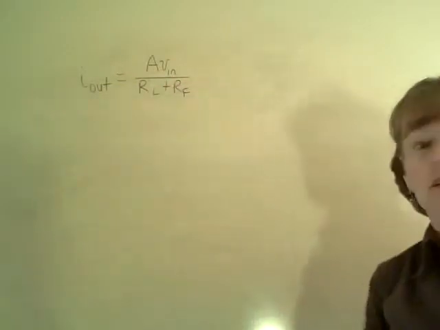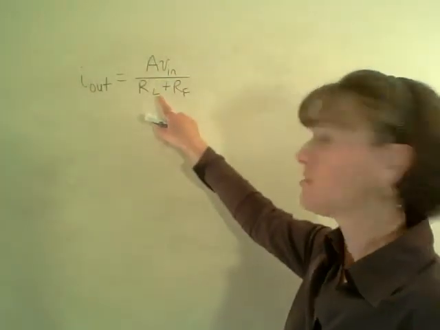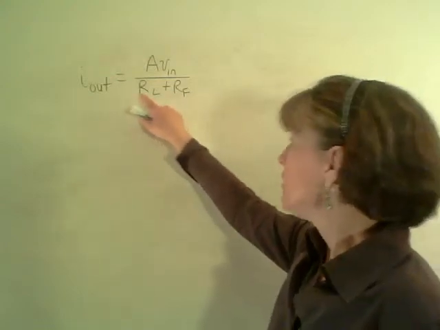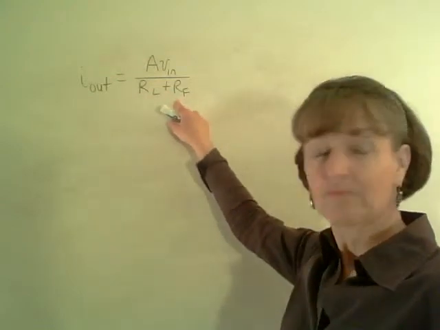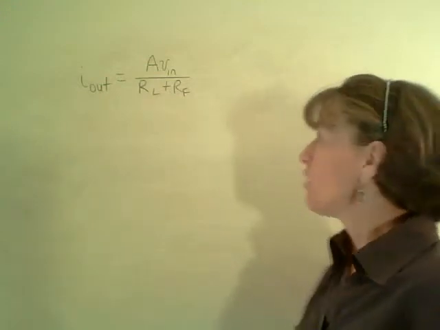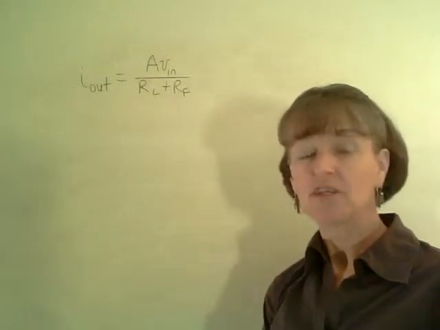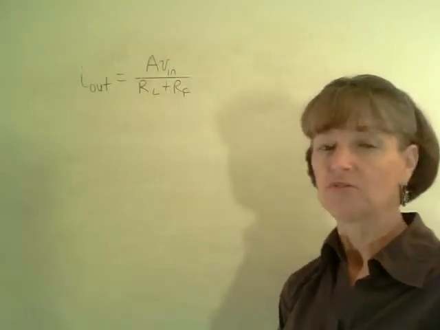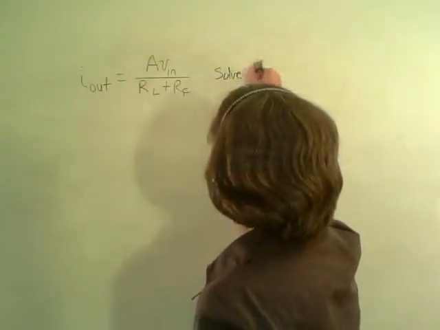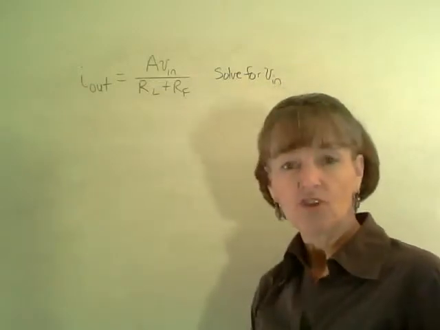Now, in many formulas, the variables have subscripts such as RL and RF to distinguish between this R and this R. Whenever you write a formula or work with a formula, make sure that you write down the variables exactly as they appear. Don't change small letters to capital letters and don't change capital letters to small letters. So what we want to do in this formula is solve for Vn. All right, so let's solve for Vn.